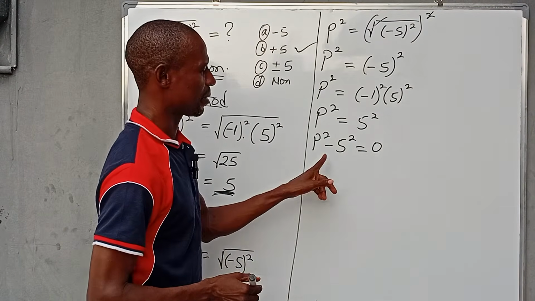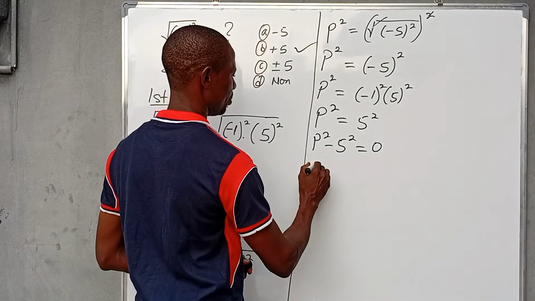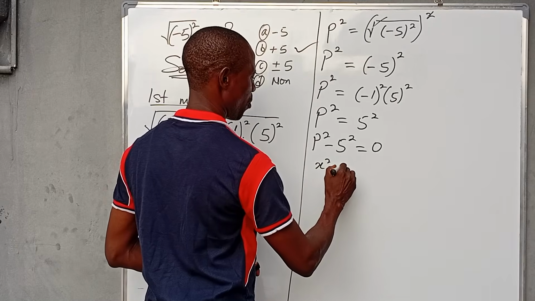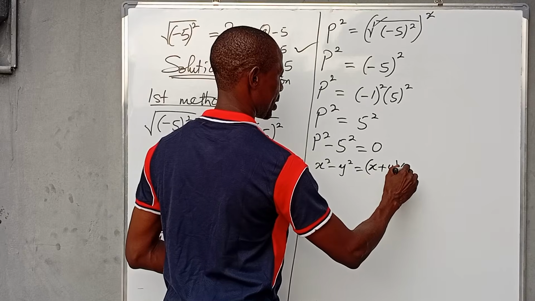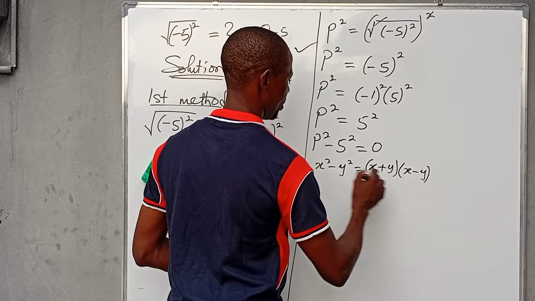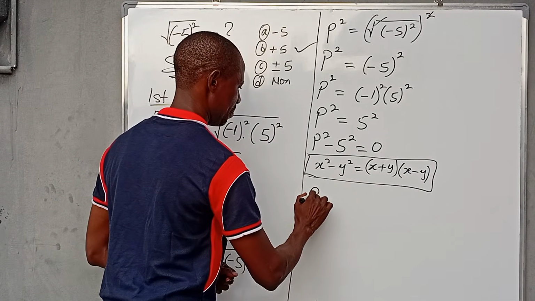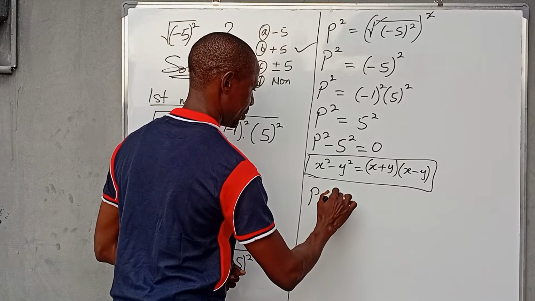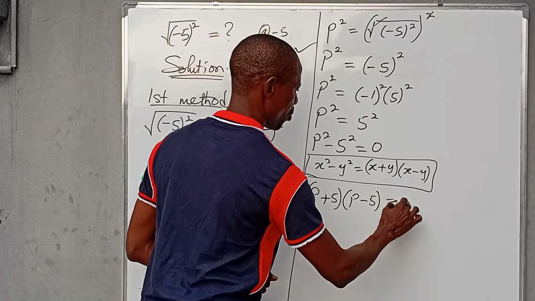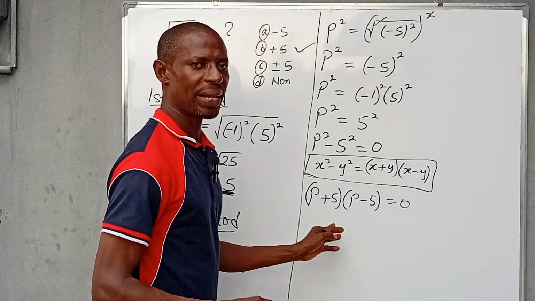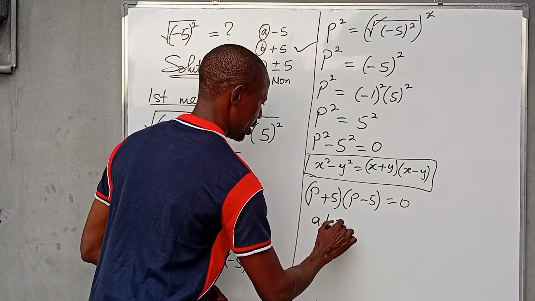Now, what can you see from here? I want to apply the difference of two squares, which says that when you have x to the power of 2 minus y to the power of 2, this equals (x plus y)(x minus y), right? Good. So this is what we call the difference of two squares. So if I apply that here, we're going to have (P plus 5)(P minus 5) equal to 0. Here I applied what is called the zero property, which says that if a times b equals 0.